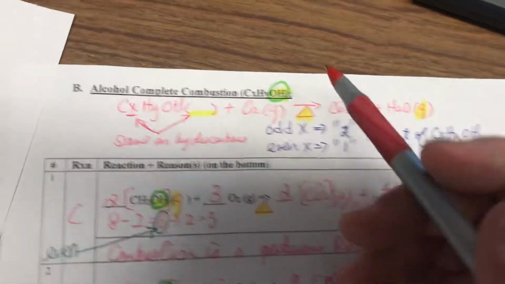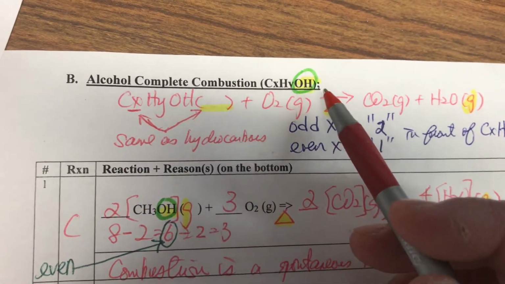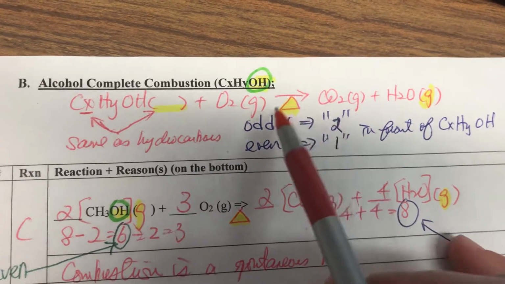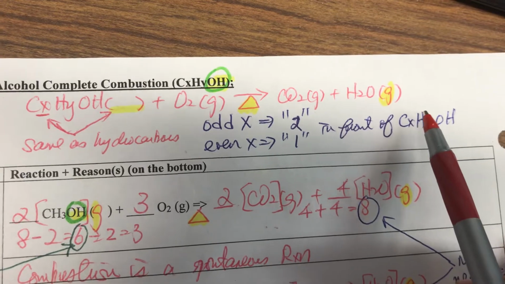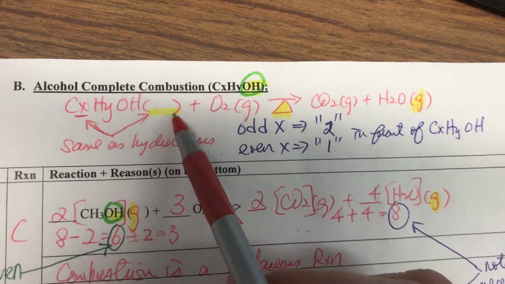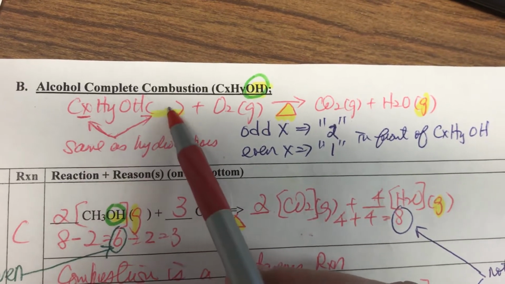Now the back is actually alcohol. How do I know it's alcohol? Because besides CxHy, you also see OH. The general way is the same thing. We add oxygen gas in the presence of heat to form CO2 and H2O gas. And the way to name the state is the same as for hydrocarbon. How do you name them? It's the same as right here, the same thing, okay?